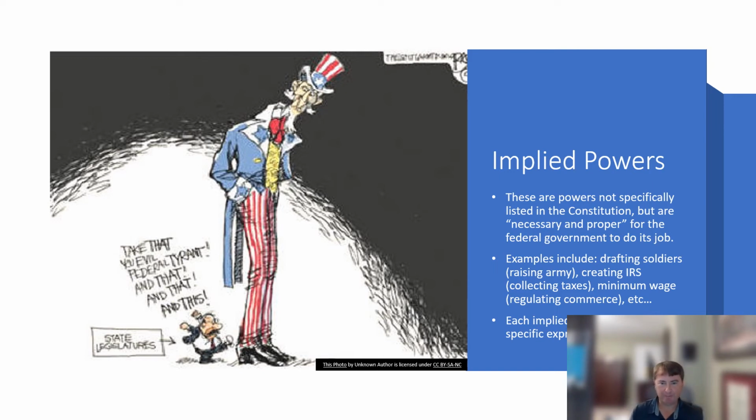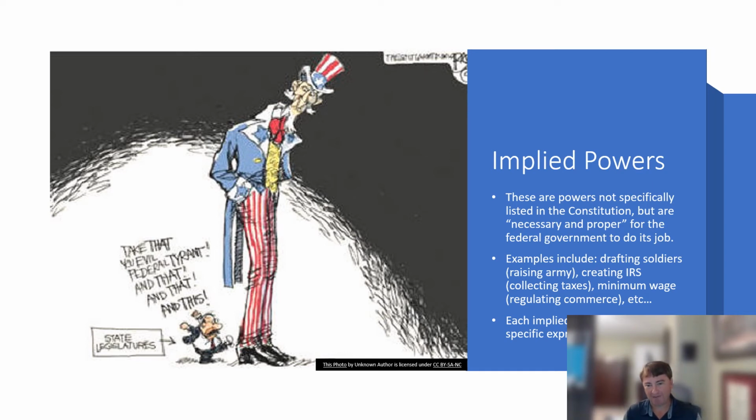What you'll notice about these implied powers, though, is that each implied power has a specific expressed power that goes with it. So for instance, raising an army is the express power. Drafting soldiers is the implied power. Collecting taxes is the express power. Creating the IRS is the implied power. Regulating commerce is the express power. Creating a minimum wage is the implied power. And so Congress and the federal government over the years has actually implied a lot of power.